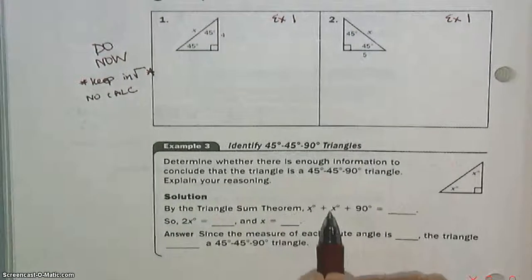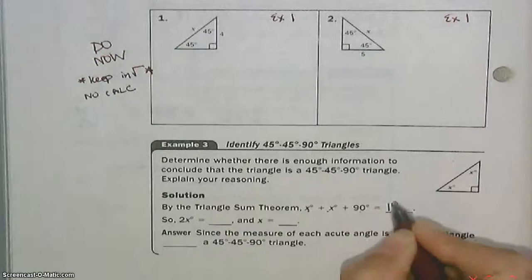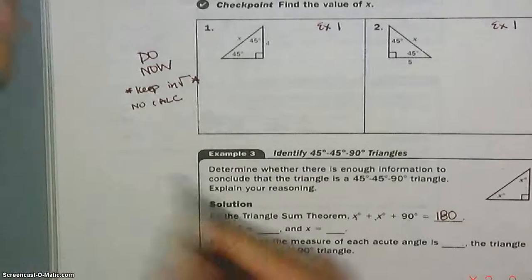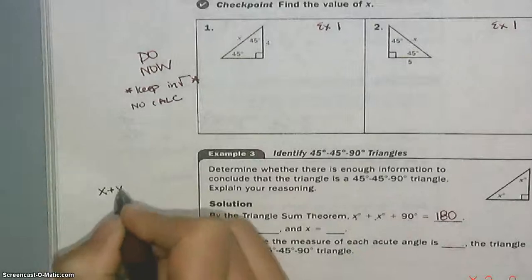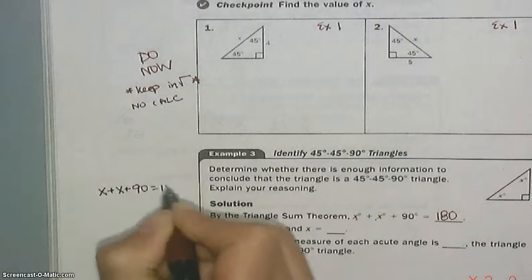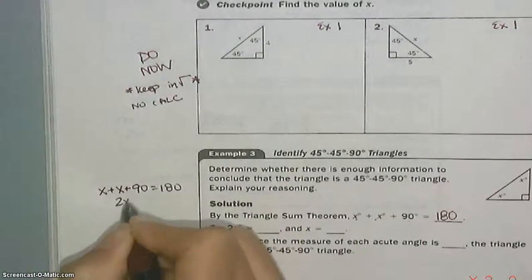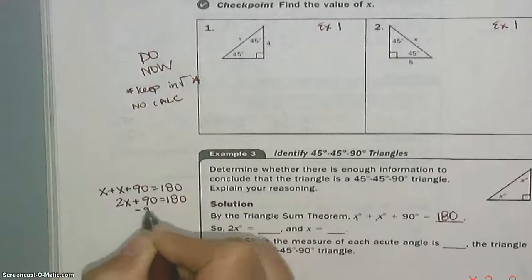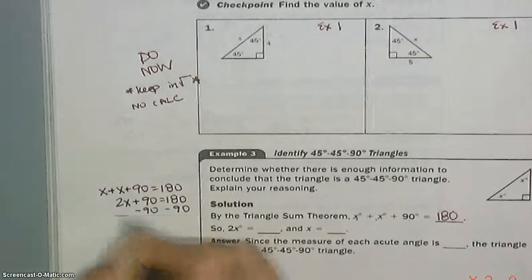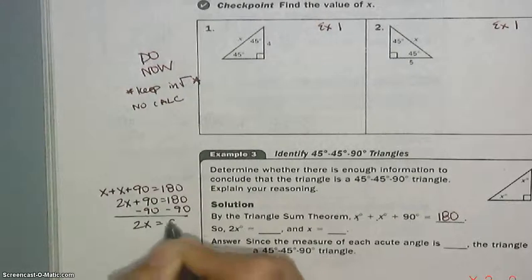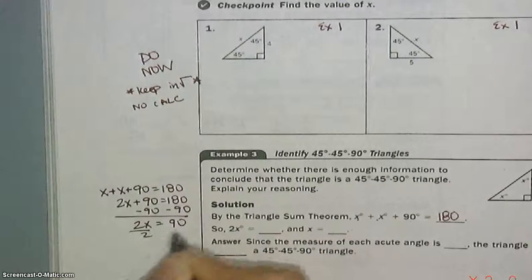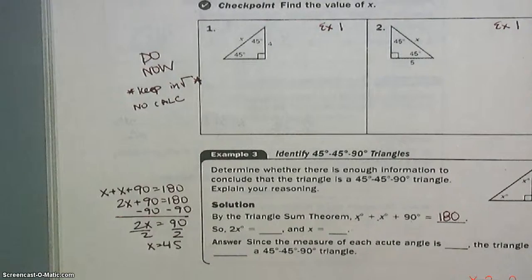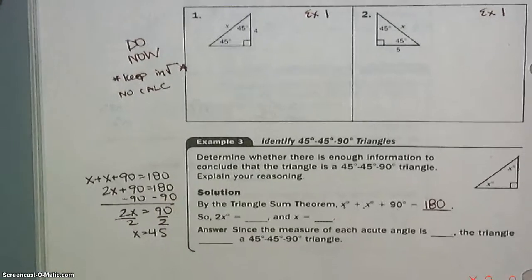X plus 90 is 180, right? So that's the equation that we're using. I'm going to do it over here. All 3 angles of the triangle have to equal 180. So this is 2x plus 90 equals 180. Subtract 90 from both sides. Divide both sides by 2. Yep, x is 45. So this is a 45, 45, 90 triangle.